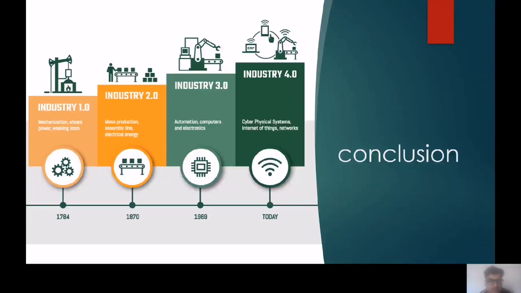So coming to the conclusion, we can see how industry has progressed from the past to the present. Firstly, in 1784, there was Industry 1.0, with mechanization, steam power and weaving looms. Then came Industrial Revolution 2.0: mass production, assembly lines, electrical energy. Then Industry 3.0: automation, computers and electronics. And now the new concept of Industry 4.0 is being applied. It deals with cyber-physical systems, the Internet of Things and networks.